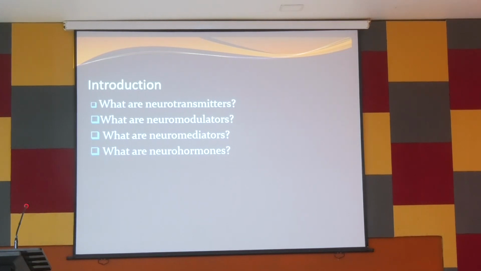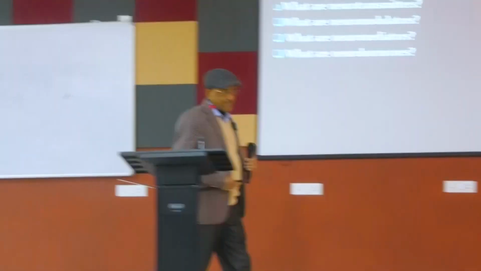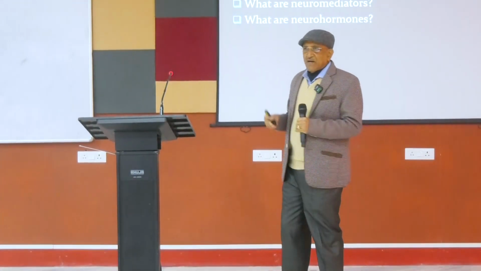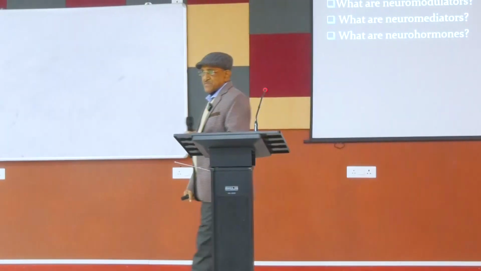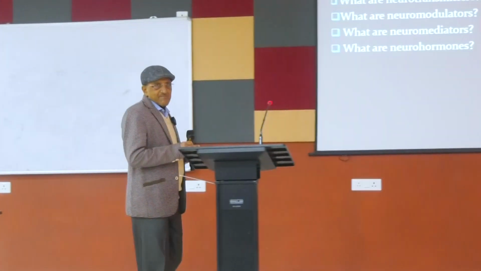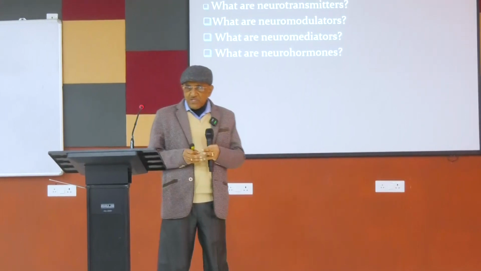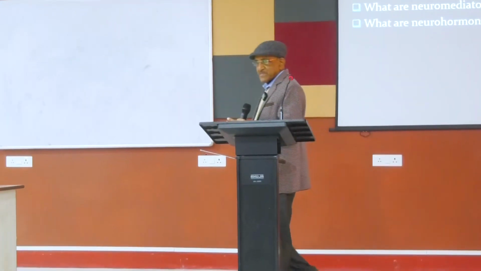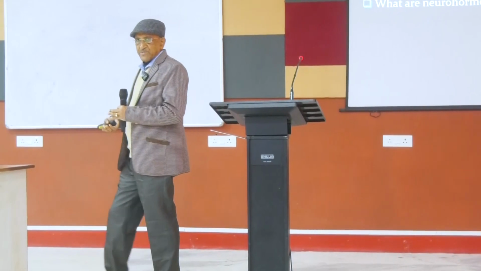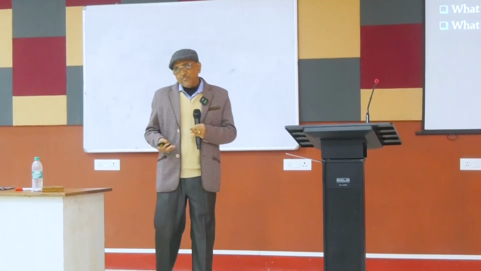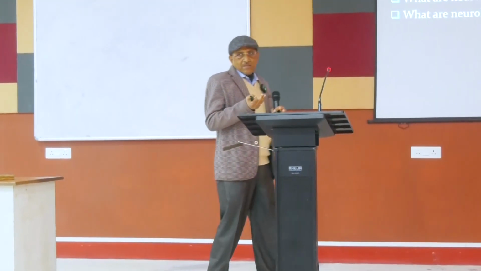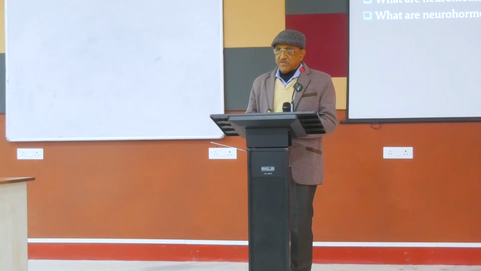What are the features of a neurotransmitter? How can you tell that this substance, acetylcholine, is the neurotransmitter of the parasympathetic nervous system, and noradrenaline or adrenaline is the neurotransmitter of the sympathetic nervous system? What are the characteristic features? They should be synthesized in the presynaptic nerve, stored in the vesicle, and when the impulse comes, released by exocytosis into the cleft to act on the postsynaptic receptor, and immediately after, the action should be terminated. So these are the criteria for a neurotransmitter.